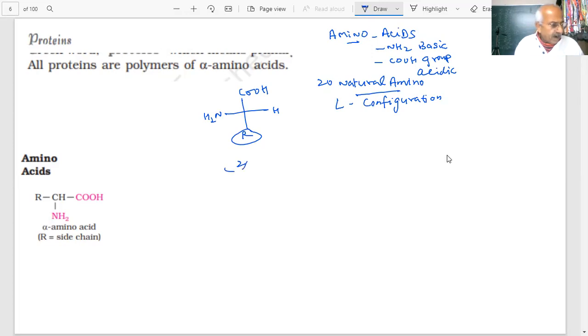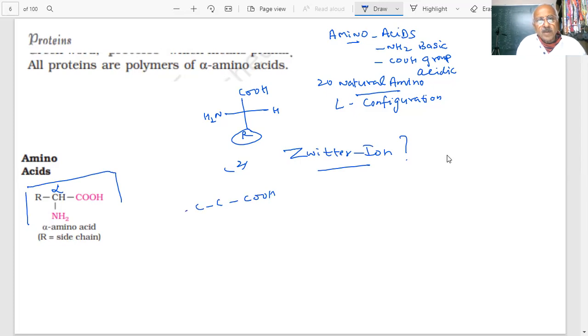We told you something about the zwitterion, students. What is a zwitterion? Did we tell you about zwitterion? No, sir. Okay, we will tell you. This is an important question which will be asked in the paper. Here is a way of representing the alpha amino acid. This is my alpha carbon, and further, this is COOH, carbon, carbon, carbon: alpha, beta, gamma, delta, and so on.